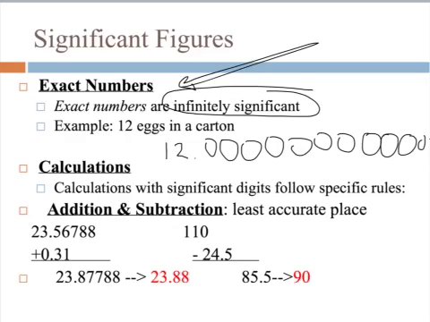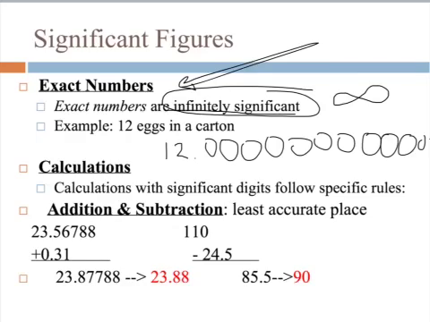It's not 12.1, it's not 12.00001. You get the point. So therefore, there's an infinite amount of sig figs, meaning unlimited. And so the way we record this is by using the infinity sign, which looks like an 8 that fell over. All right, now, what about calculations?